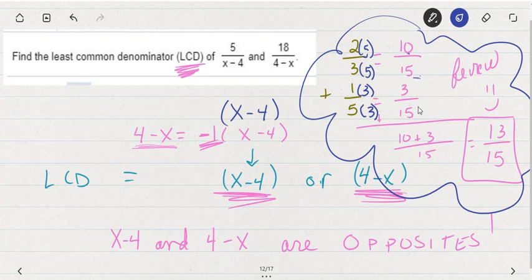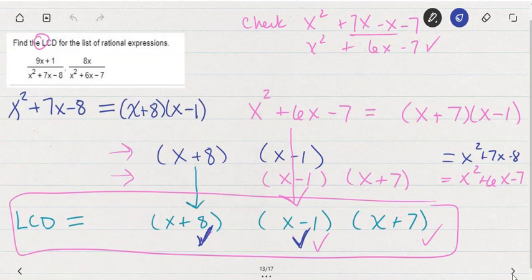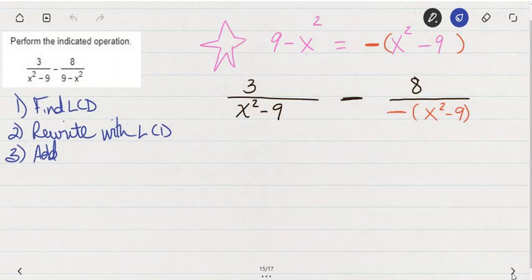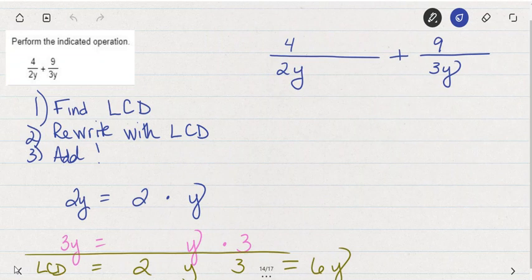Once we have the 10 fifteenths and the 3 fifteenths, we add 10 pieces plus 3 pieces to get 13 pieces. And the size of the pieces stays the same, this 15. So that's an arithmetic review. Let's carry that over to our algebra problem. We're going to use the same process. We're going to find the least common denominator, and then we're going to rewrite each fraction with the least common denominator, and then we're going to add.